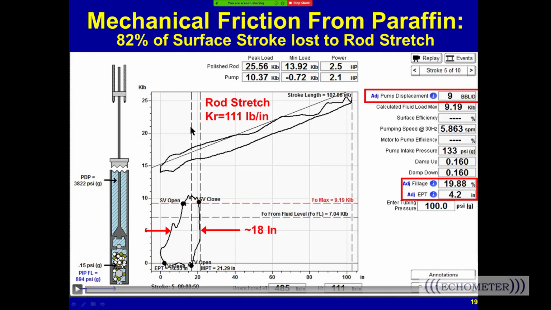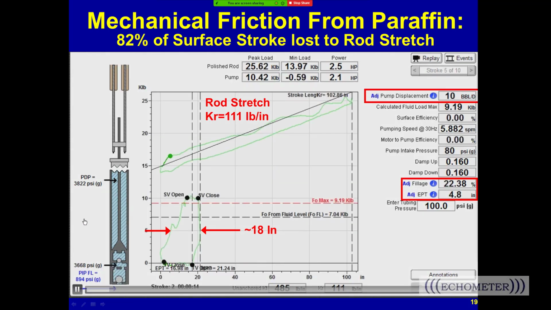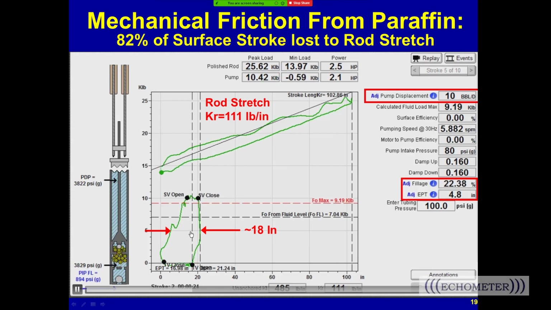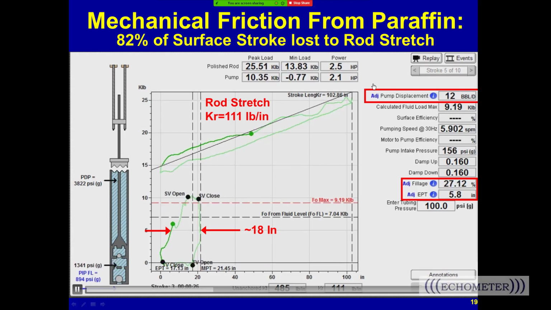Now, this is close to that previous example, except when this operator came to this well, he said, oh gosh, look, I've got all kinds of extra mechanical friction here, and my pump stroke is very short, and so I'm losing a lot of my surface stroke to stretch. And so this is all stretch here on the upstroke and unstretching, and so I've got 18 inches of downhole stroke at your pump. It's only making about 12 barrels a day, and you're losing a stroke due to paraffin.